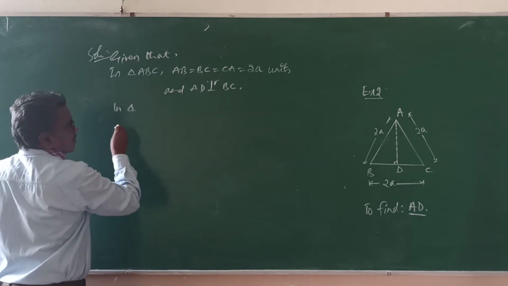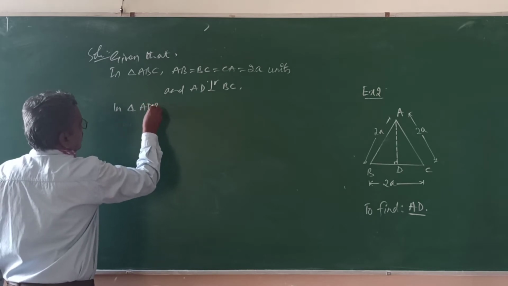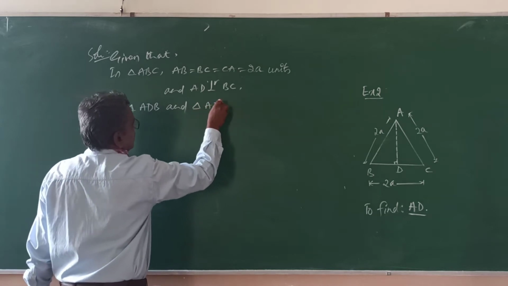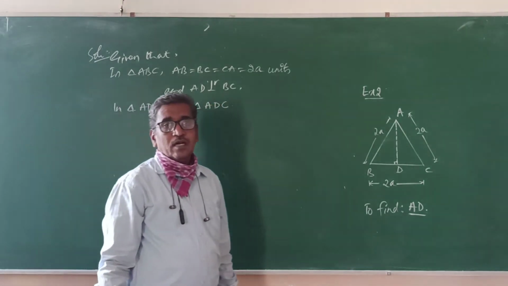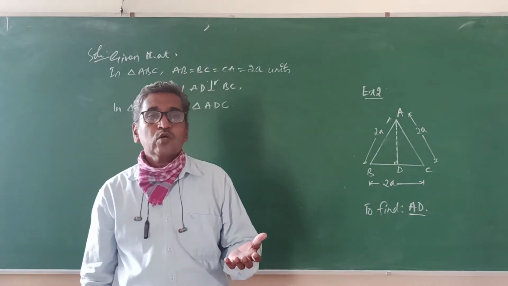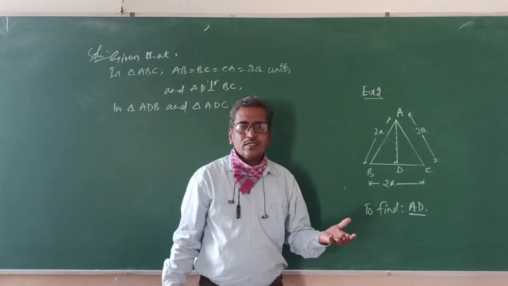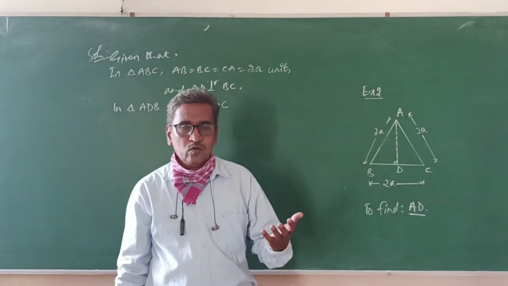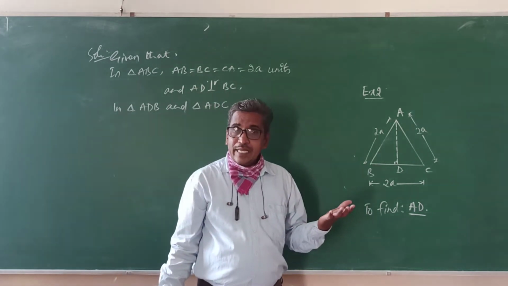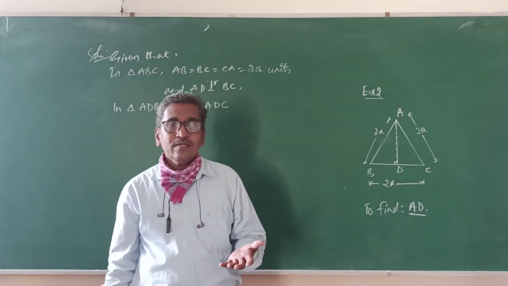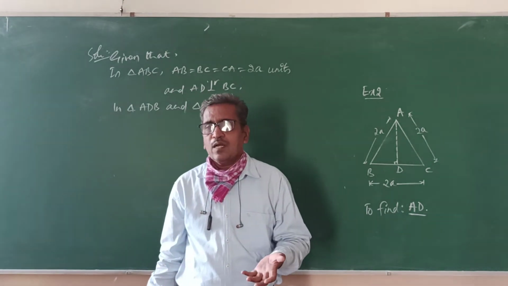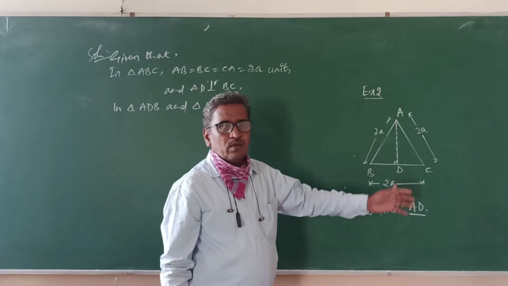So in triangle ADB and triangle ADC, try to show them congruent. Already we know very well the postulates about the congruency relation: SSS, SAS, ASA, and the RHS property for congruency. Among these four, we can apply any one according to the given information.